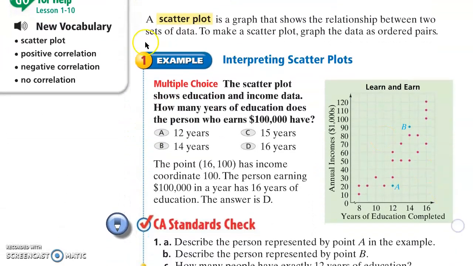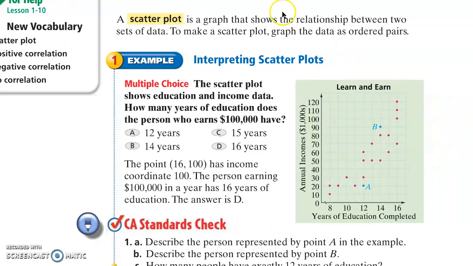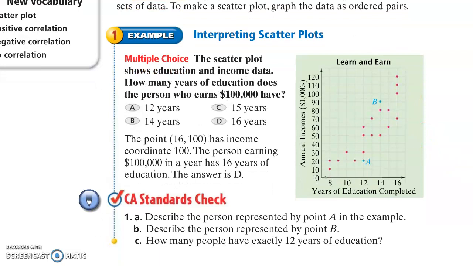All right. So by definition, a scatter plot is a graph that shows the relationship between two sets of data. And to make a scatter plot, all we're going to do is graph the data as ordered pairs. Now, before we do that, example 2 is going to talk about how to graph data as an ordered pair. We're going to go ahead and look at an example of a problem that we would look for. And why is this so important?